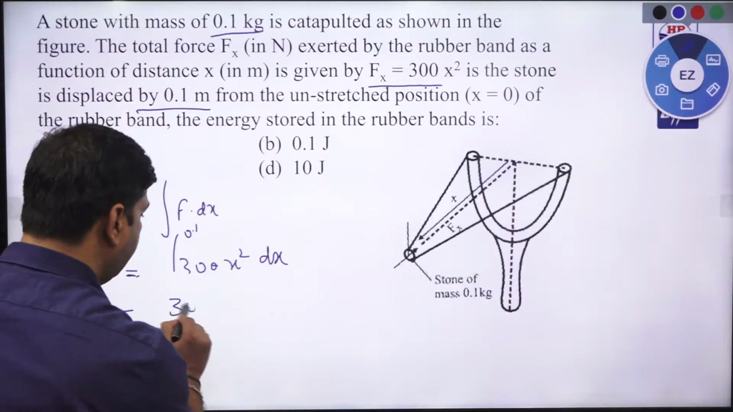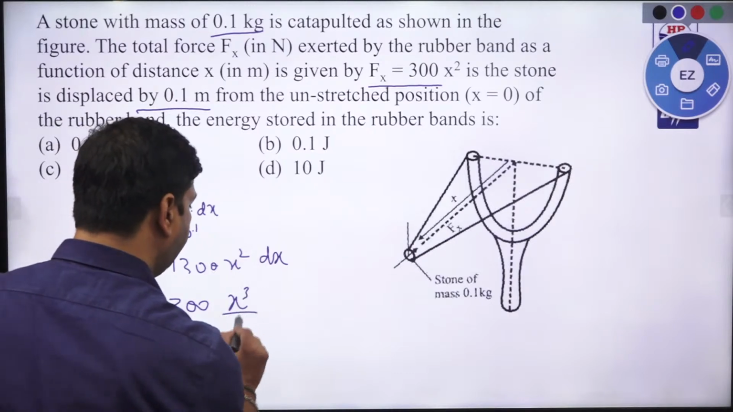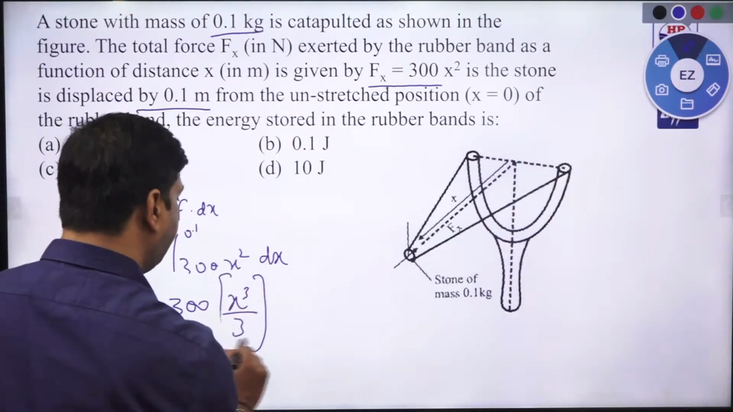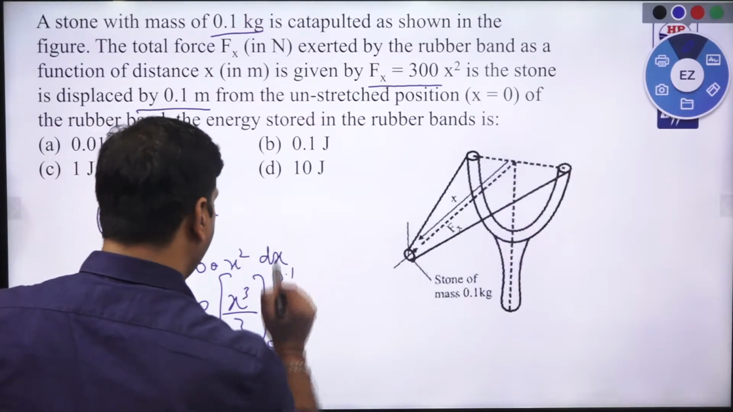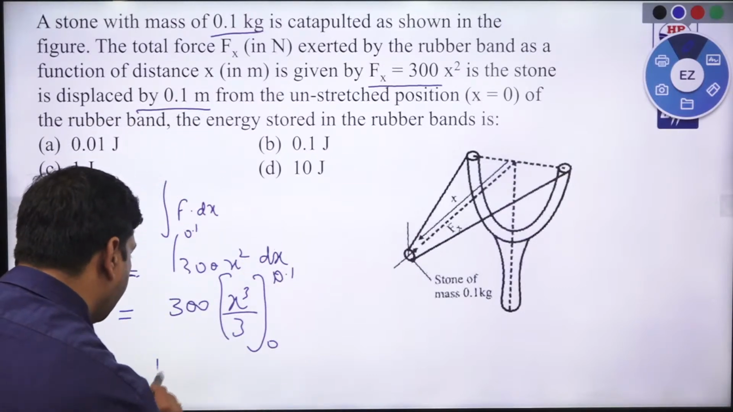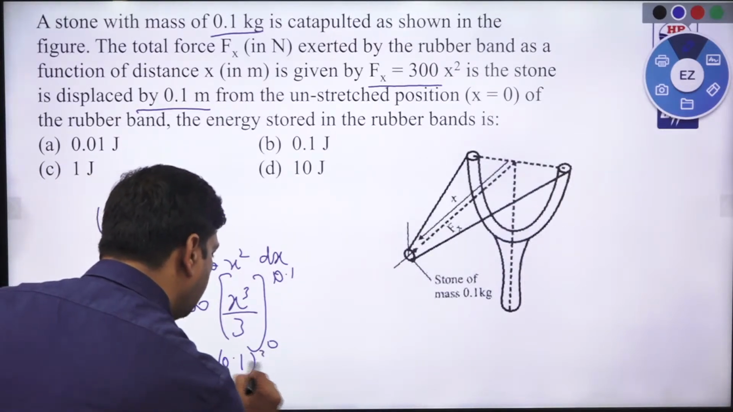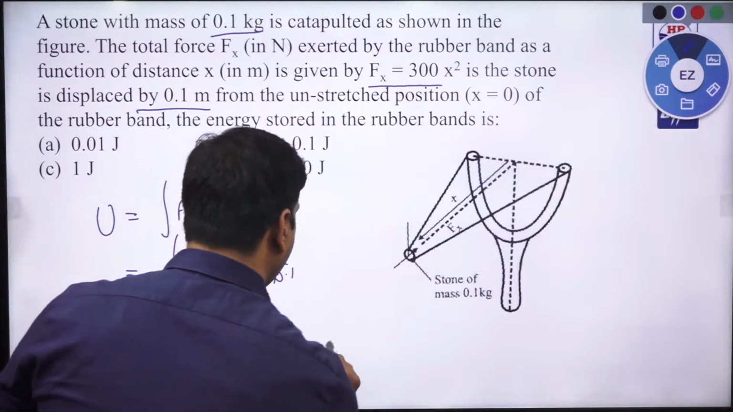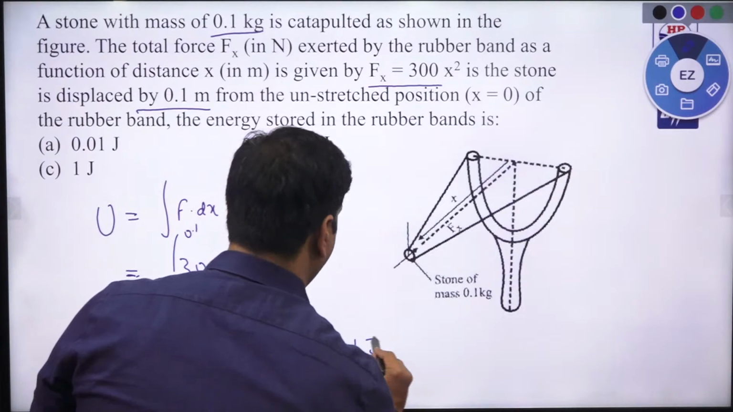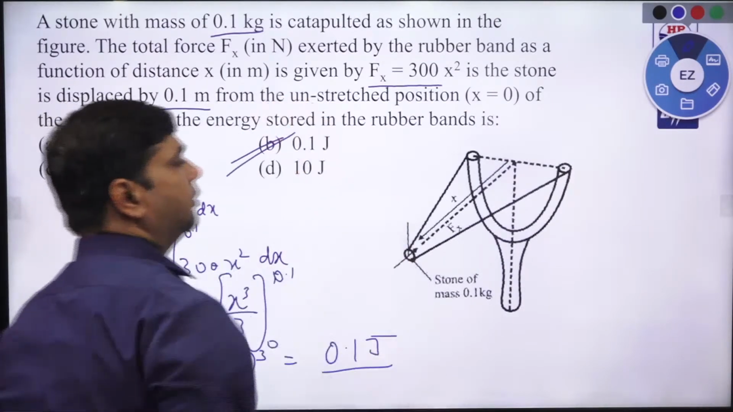What is the integration of 300 x square? That is x cube divided by 3, with limits 0 to 0.1. So it comes to be 100 into 0.1 cube. So it comes to be 0.1 joule. The energy stored in this is 0.1 joule. So the answer is B.